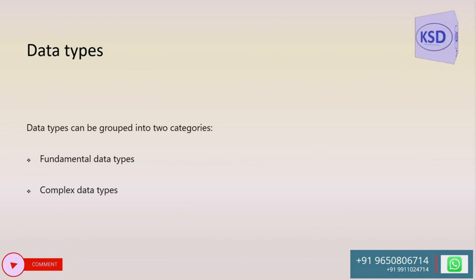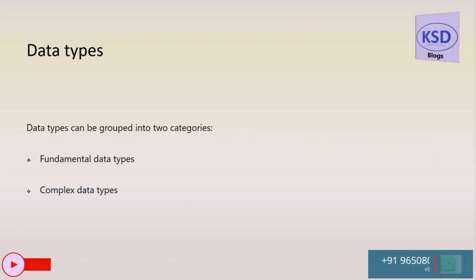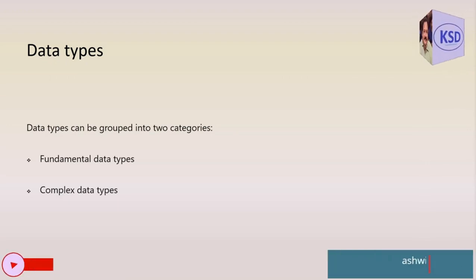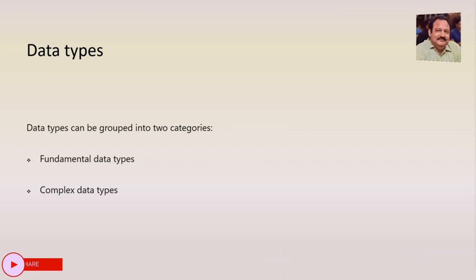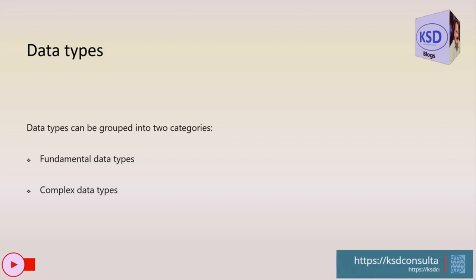So basically, now we will see what data types we use in our AL language. In a broader, high-level way, if we divide our data types, they can be divided into two groups. One, we can say the fundamental data types, and second, the complex data types. So let's have a look at this.